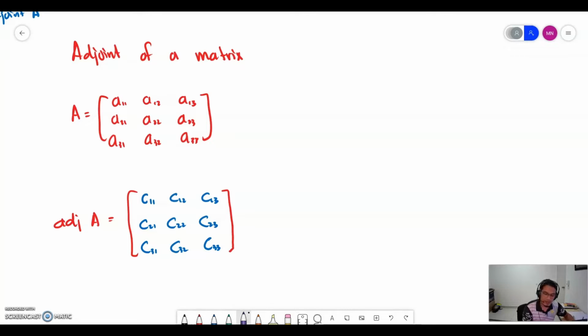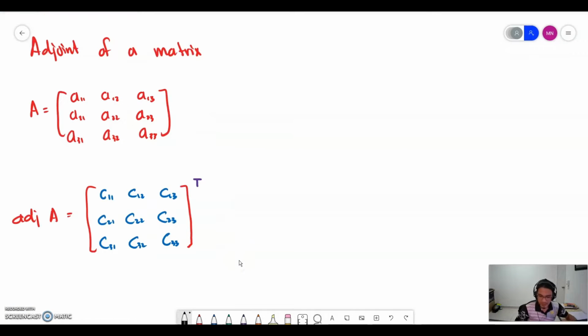And one last thing is to transpose the matrix. First you find the cofactor for each position of the elements inside matrix A, and then you transpose the matrix of cofactors, and then you have found your adjoint.